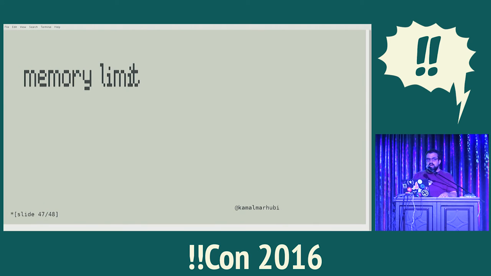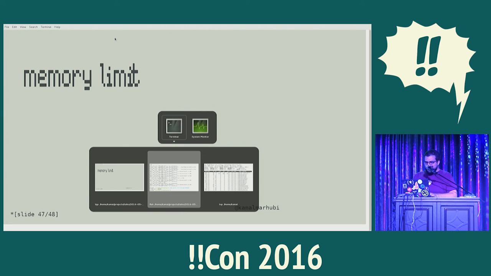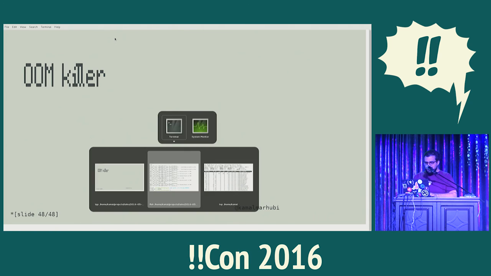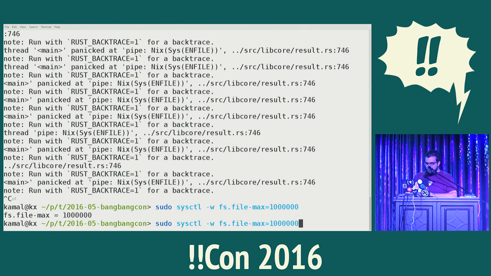And Kieran talked about the out of memory killer. I didn't really know what it did viscerally until I did this. This is the last slide. That's great. So I'm going to try again to create 20 processes with 64K pipes. This is more memory than I've got.